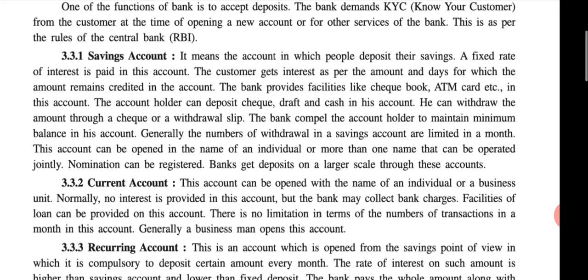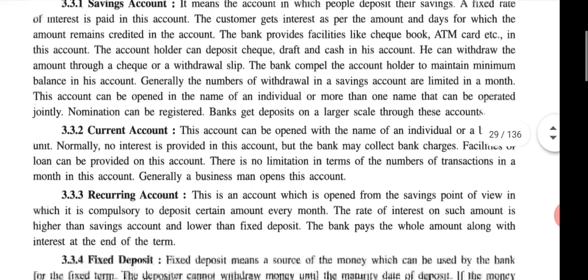Like in some bank minimum balance is 1,000, and in other bank minimum amount is 10,000. Depends on bank how much amount of minimum balance. Generally, the number of withdrawals in a saving account are limited in a month. These accounts can be opened in the name of an individual or more than one name that can be operated jointly. Nominee can be registered and the bank can deposit on larger scale through this account.